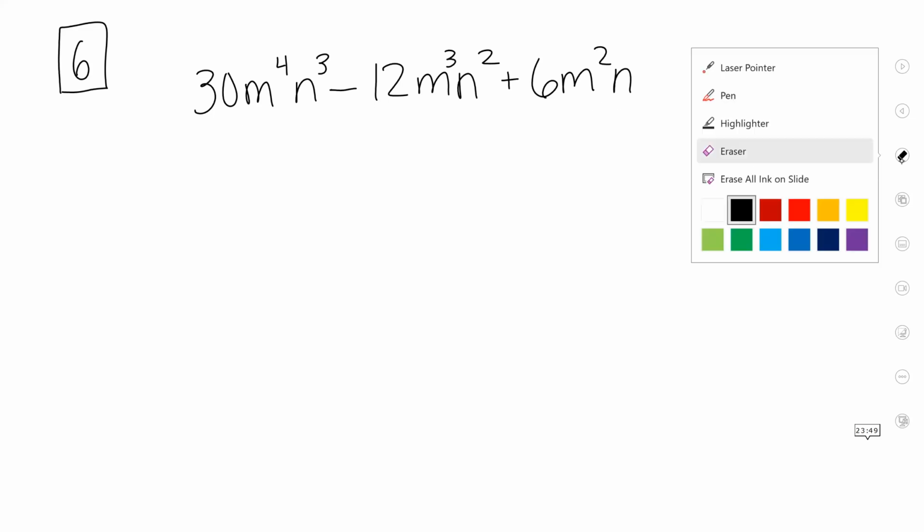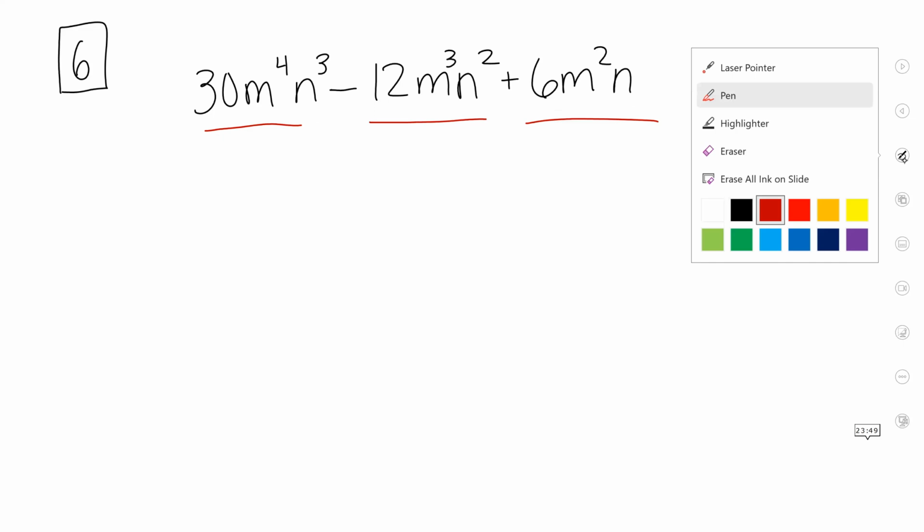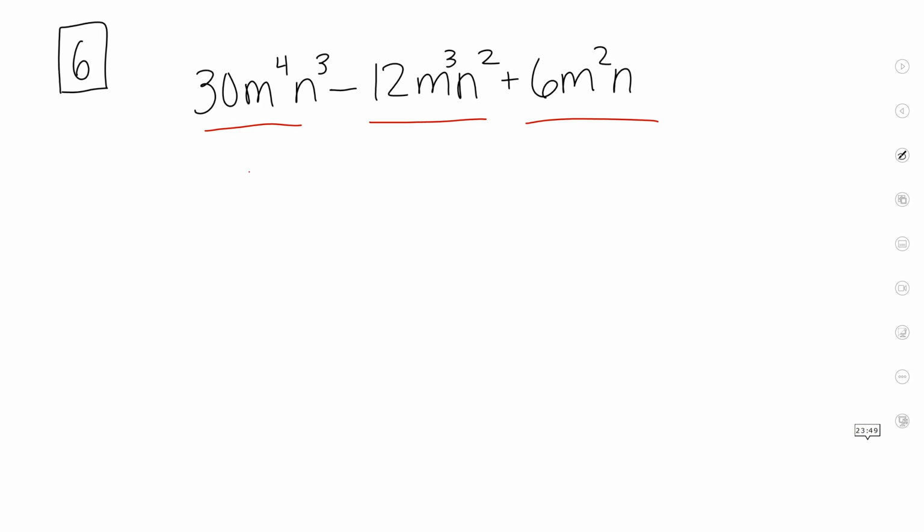We're going to factor. So guys, just think with me. What number can all of these be divided by? I have a 30, a negative 12, and a 6. They can all be divided by 6. Great, so that's the greatest common factor for the numbers.